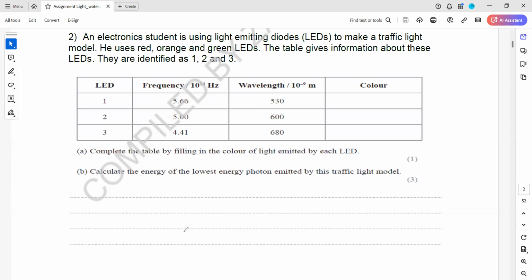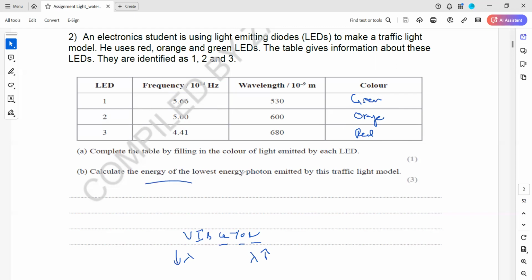So we have violet, indigo, blue, green, yellow, orange, and red, with red having the longest wavelength and violet having the shortest wavelength. So the three colors which we have are red, orange, and green. The one which has the longest wavelength should be red. So this should be red. Then less than red, it should be orange. And then this should be green.